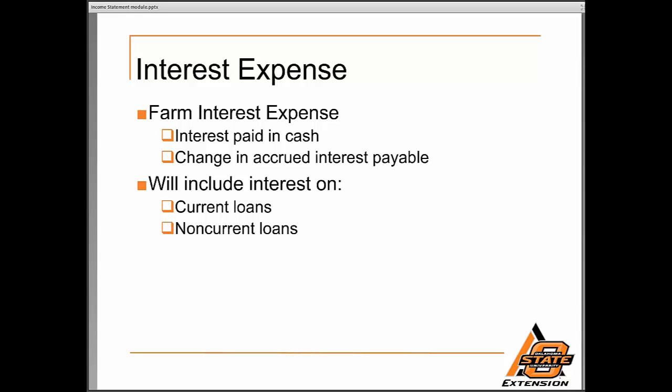The change in accrued interest payable will be determined by subtracting the beginning current liability value of accrued interest payable from the ending current liability value of accrued interest payable. Interest expense will be for both current loans, for example, an operating loan, and non-current loans, such as a real estate mortgage or loan to purchase a tractor.